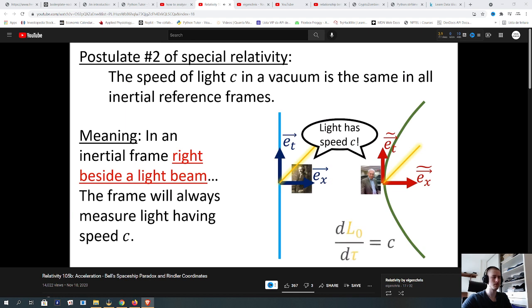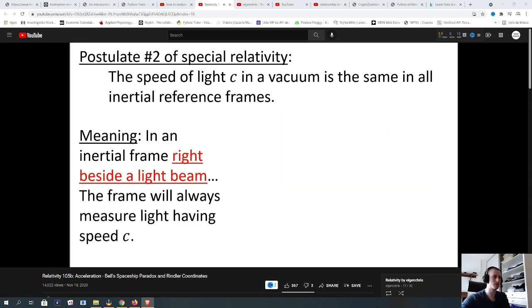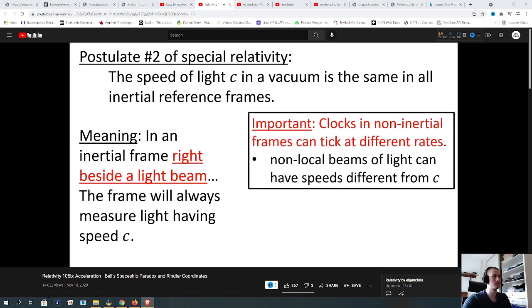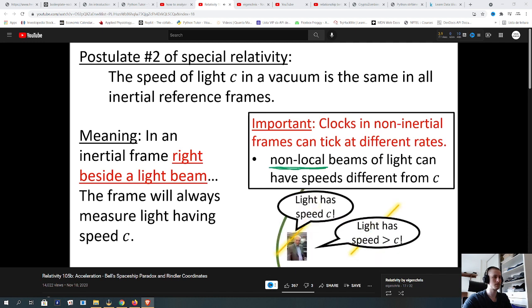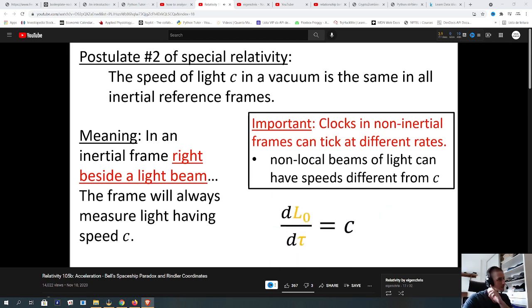And what we're really saying here is that the derivative of proper length with respect to proper time at a given point is always c for a light beam's world line, where the proper length and the proper time are measured according to inertial frames. However, it's very important to realize that the clocks in non-inertial frames can tick at different rates. This means that non-local beams of light can have a speed different from c, because its speed is being measured with a non-local clock. Mathematically, this means that the derivative of proper length with respect to proper time for a light beam is not necessarily equal to the derivative of the space coordinate with respect to the time coordinate for a non-inertial coordinate system.